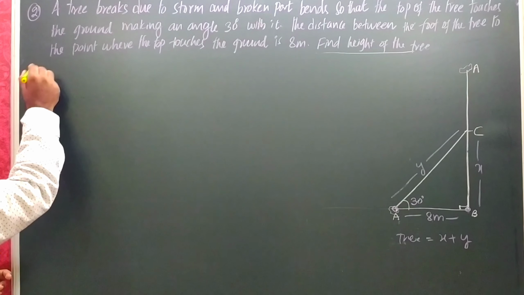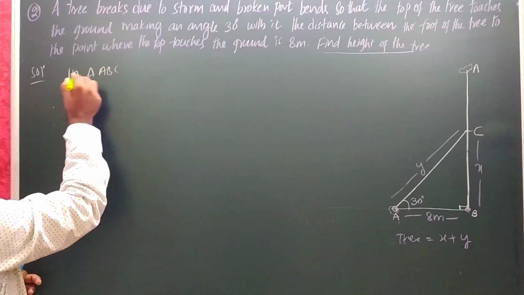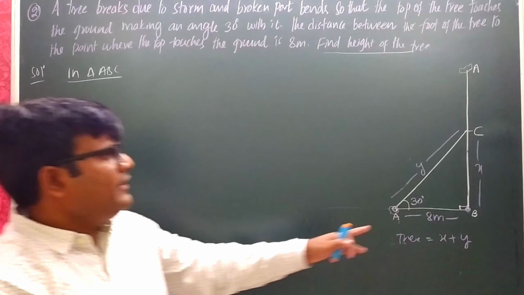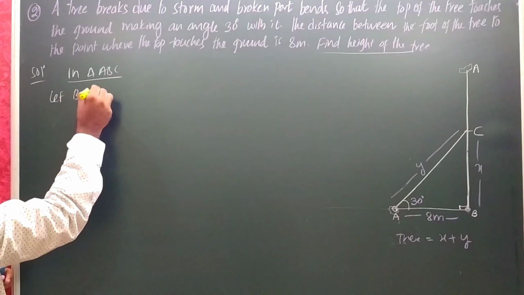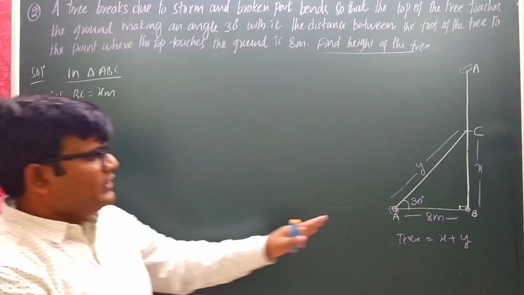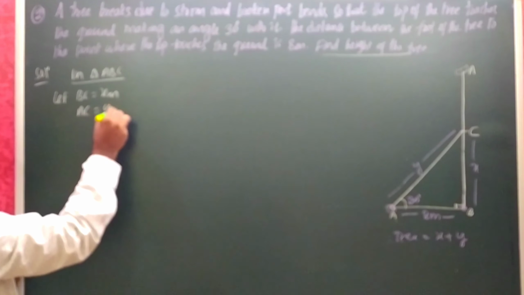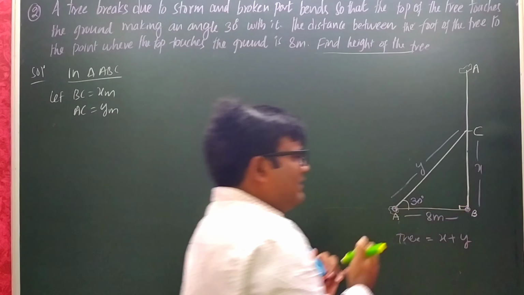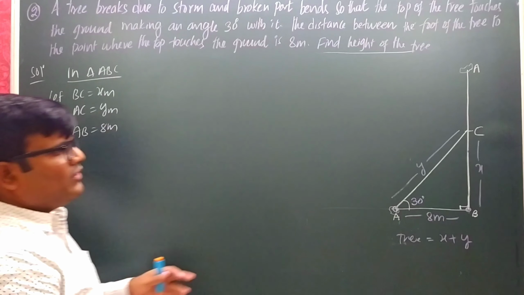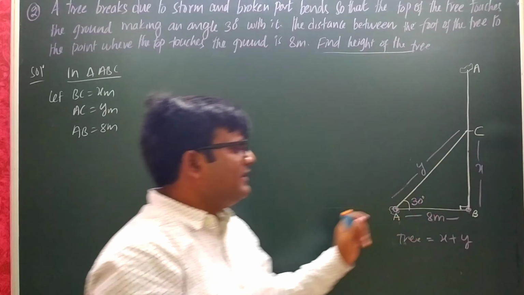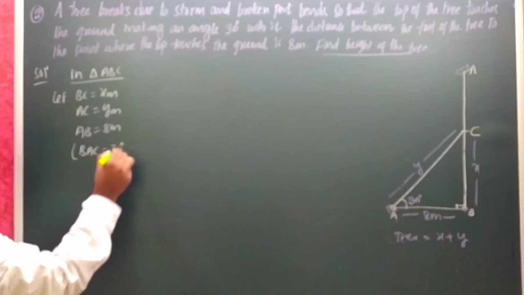So here I am taking triangle ABC. Let the length of BC be x meters. Now the length of AC is y meters. Now given, the length of AP is 8 meters. Now the angle BAC is 30 degrees.